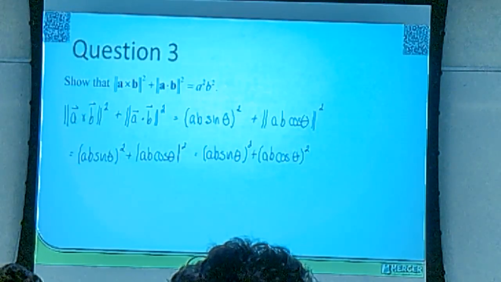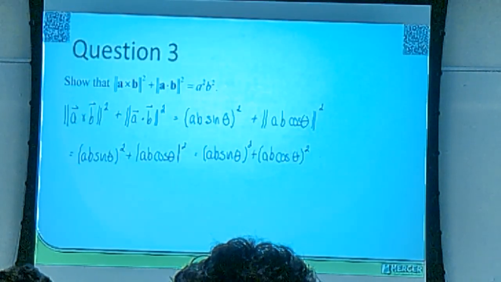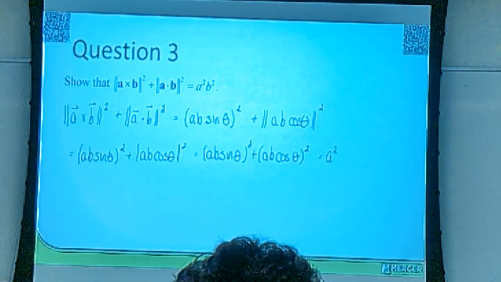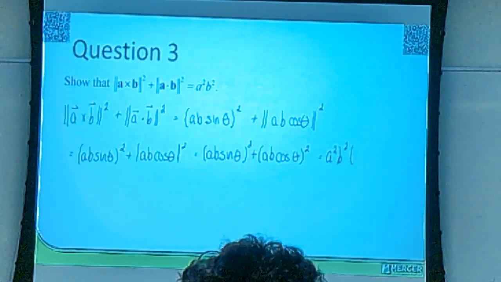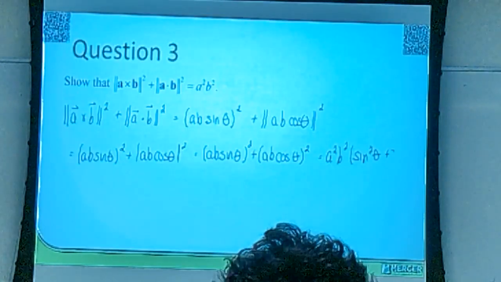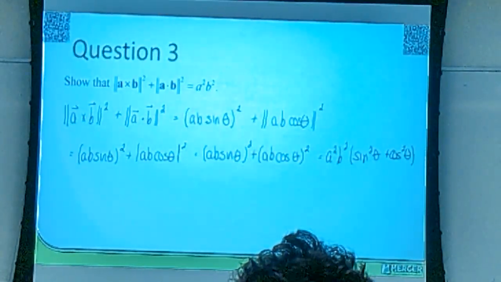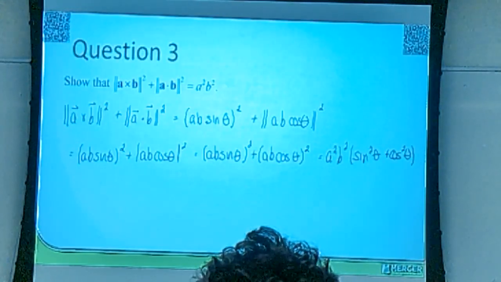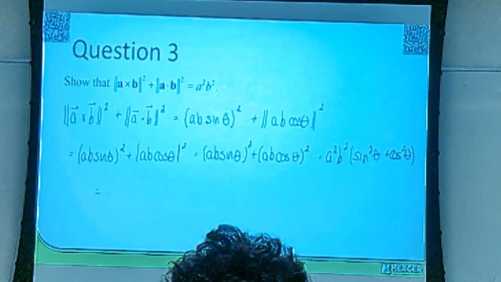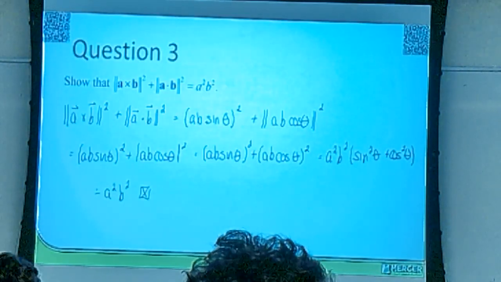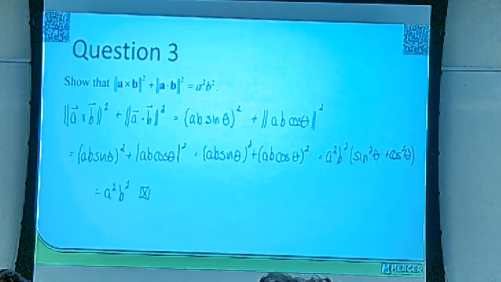Right? There's an a squared b squared common. Factor it out. What are you left with? Sine squared plus cosine squared, right? What's sine squared plus cosine squared? You get a squared times b squared, as desired.